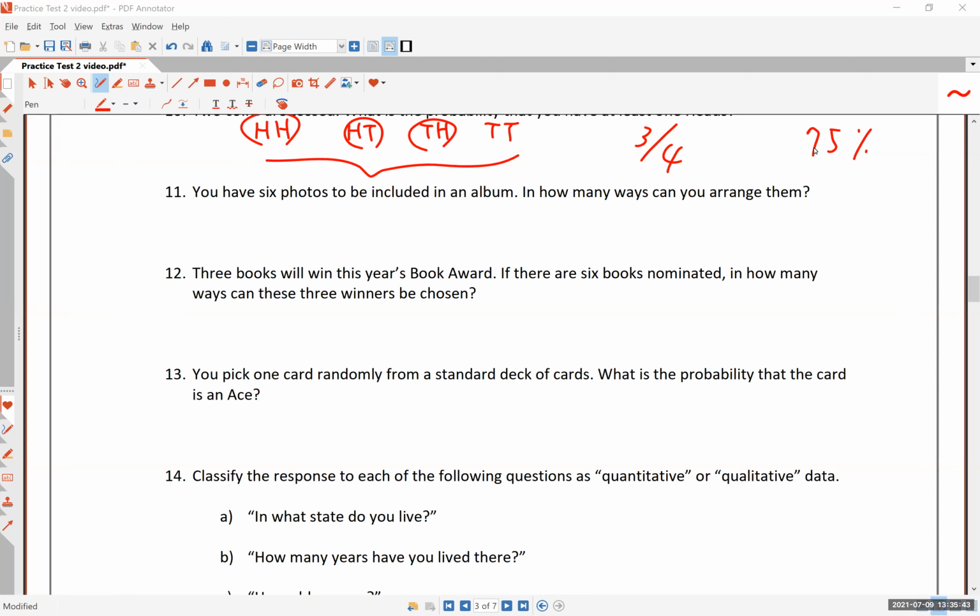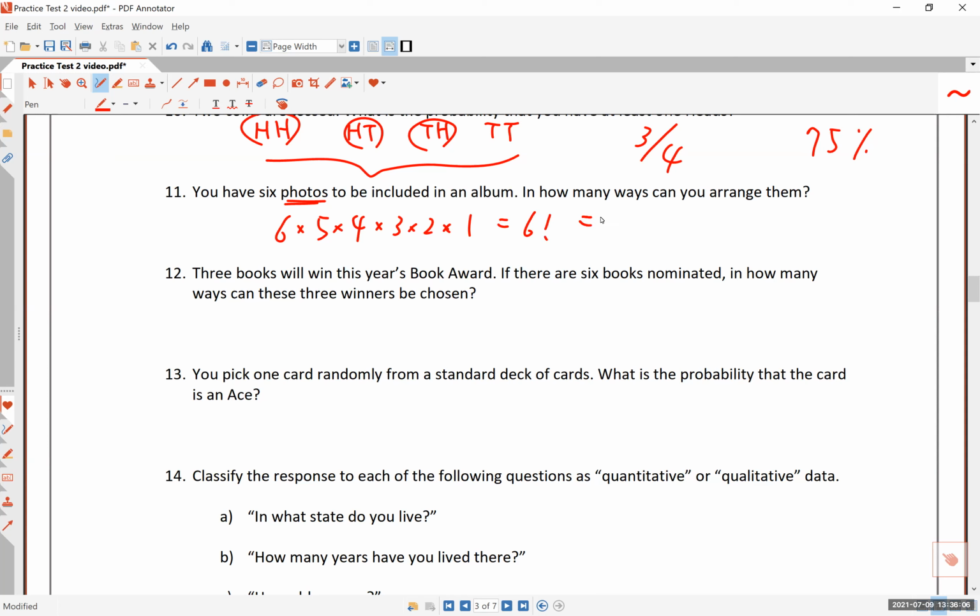Number 11, you have 6 photos to be included in an album. In how many ways can you arrange them? All right, so you have 6 possibilities for the first photo, 5 for the second, 4 for the third, and so on. And once you have decided on the first 5, you only have 1 left, and so you have no choice but 1. This is 6 factorial.